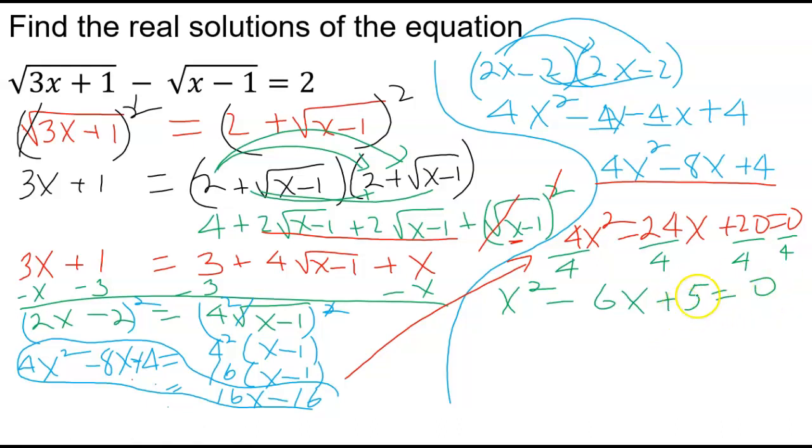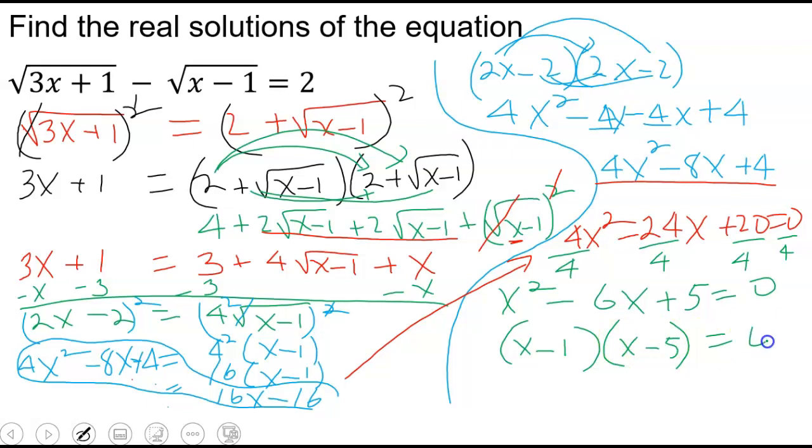Okay, the numbers we can multiply and get 5 and add them and get negative 6 are negative 5 and negative 1. So x minus 1 and x minus 5 equals 0. Therefore, if we set each of them equal to 0, x is going to be 1 and x is equal to 5. Solved them.